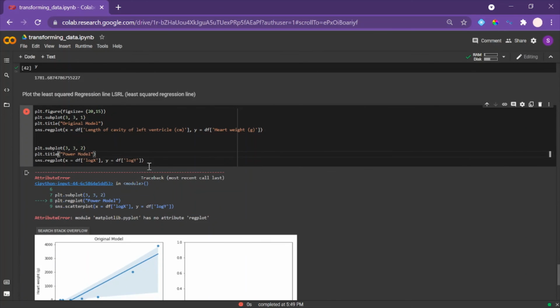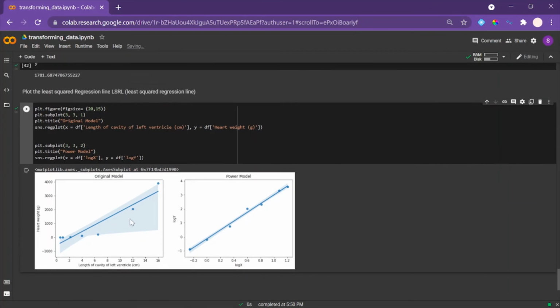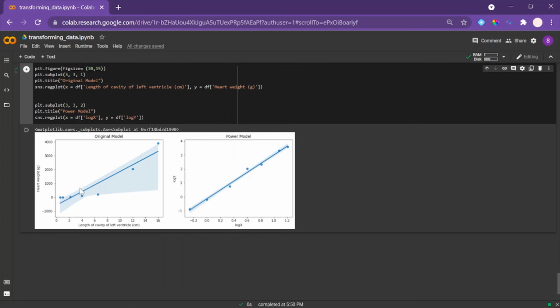Okay. Run that. So here you can see this is the original model, right? And you have this linear regression, and you can see that it's literally not representing the data at all. While this one represents the data so much better. You can see the data points are very close to the line.